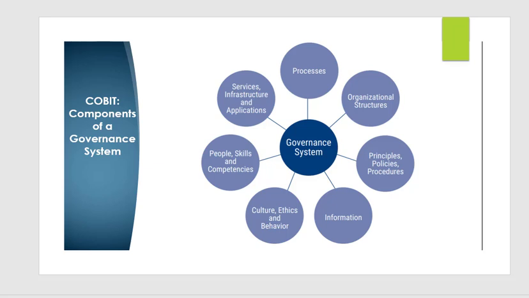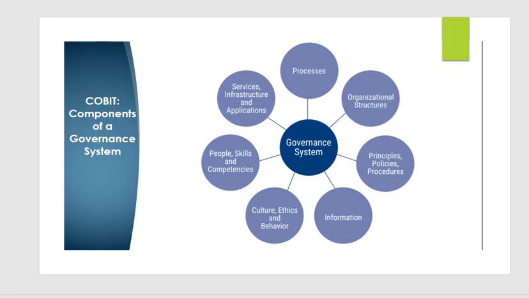There's the organizational structure, which is the key decision-making entity in the enterprise. You have principles, policies, and procedures, which translate desired behavior into practical guidance for day-to-day management. You have the information, which is pervasive throughout an organization and includes all information produced and used by the enterprise. You have culture, ethics, and behavior of individuals and of the enterprise, and are often underestimated as factors in the success of governance and management activities.